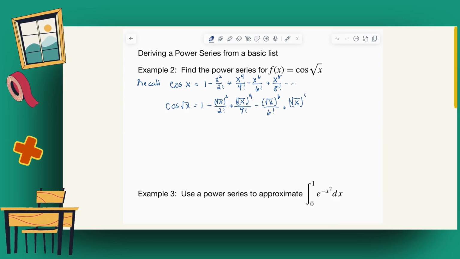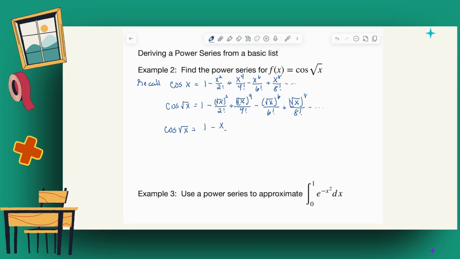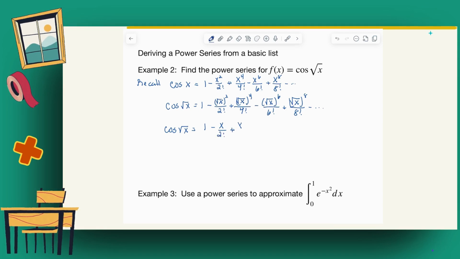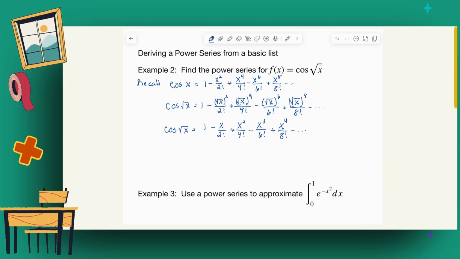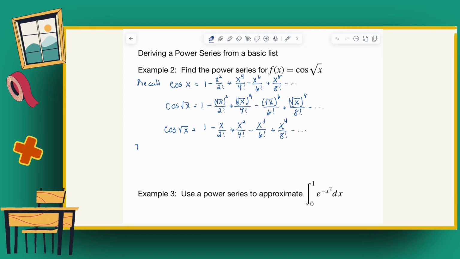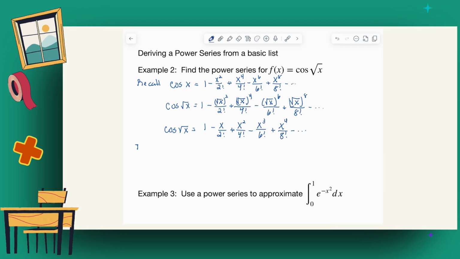Finally, let's simplify each term to get the power series for cosine of the square root of x, which would be 1 minus x over 2 factorial plus x squared over 4 factorial minus x to the 3rd over 6 factorial plus x to the 4th over 8 factorial, etc. And this series converges for all x in the domain of the cosine of the square root of x, that is, it converges for all x greater than or equal to 0.